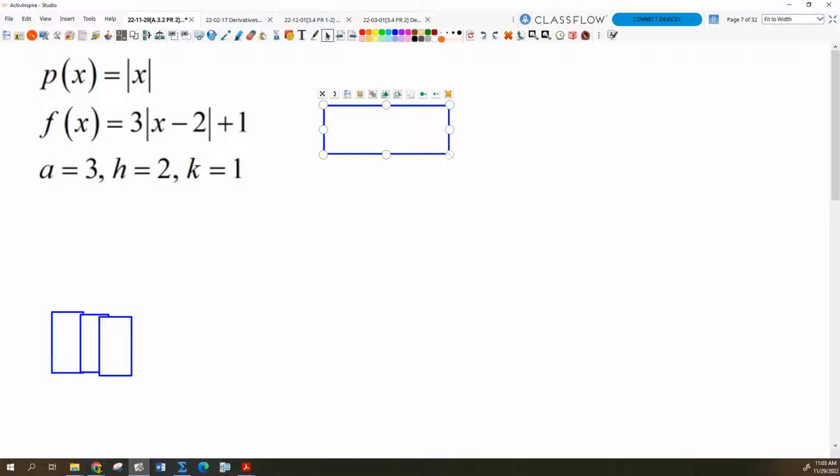What does the h do? What does that mean? h equals 2. Going right by 2. k equals 1 means going up by 1. a equals 3 means, okay, everything's getting stretched by 3, right? Okay.